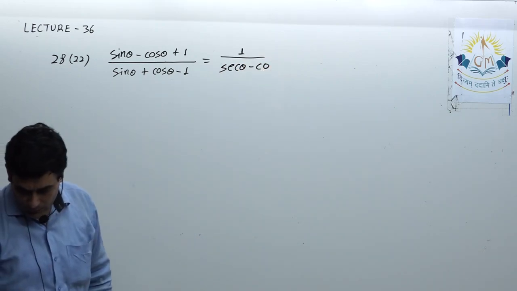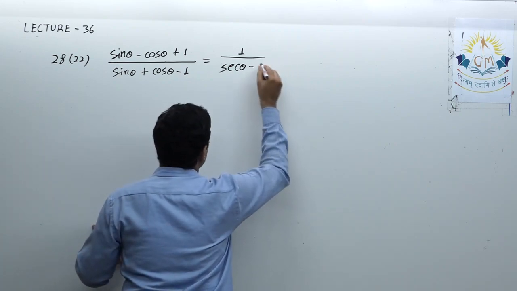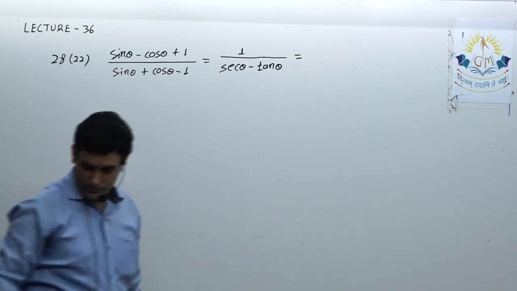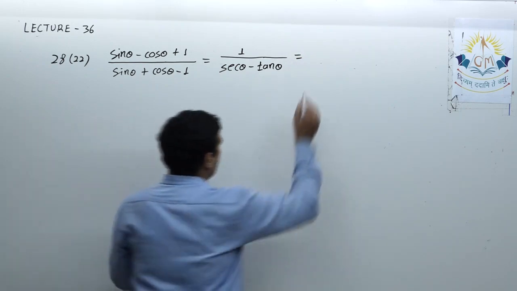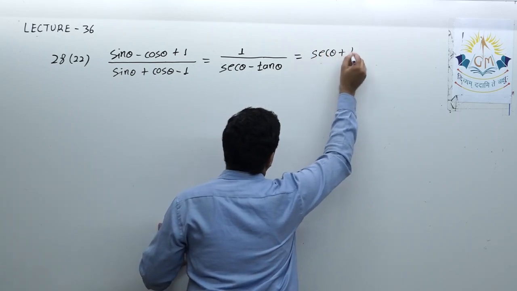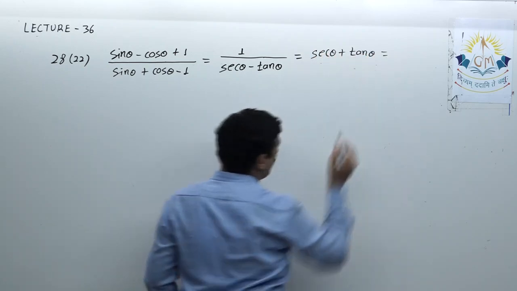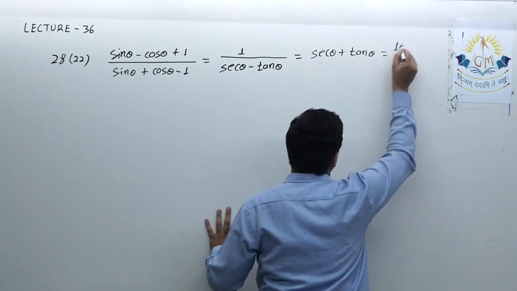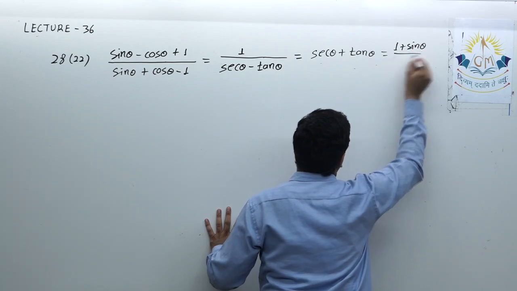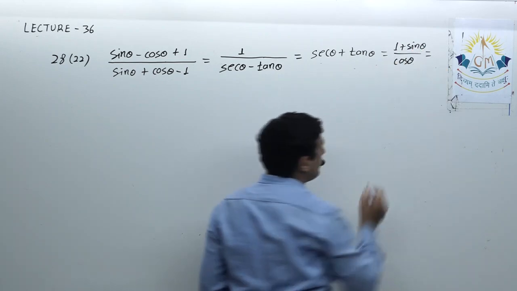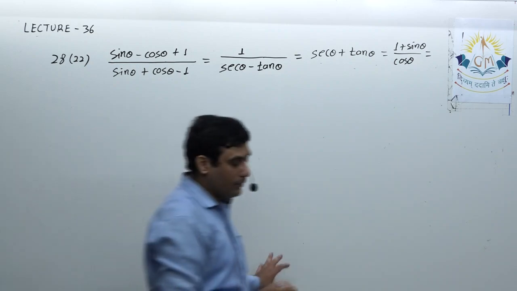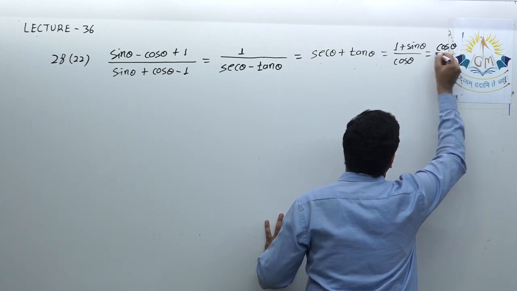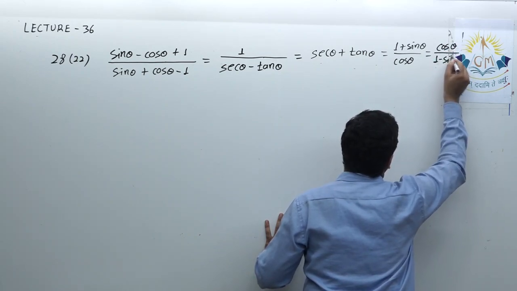It is sec theta minus tan theta is equal to sec theta plus tan theta is equal to 1 plus sine theta upon cos theta is equal to cos theta upon 1 minus sine theta.